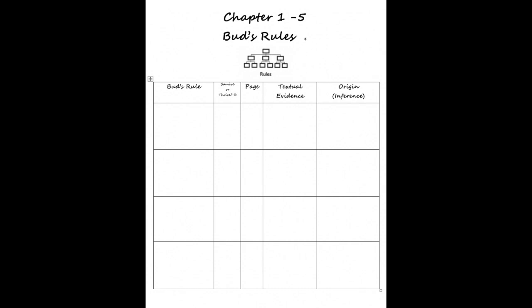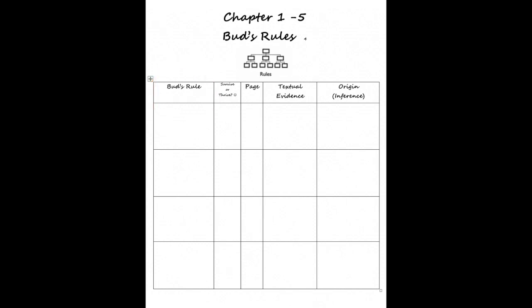Now you have a page in your journal that says chapter 1 through 5, Bud's rules. Now, Bud, a little kid, has lots of different rules that he writes down so he can remember them and live by them and survive and thrive in this world that he's in, the 1930s United States. He has lots and lots of different rules, but he only specifically says a few of them.